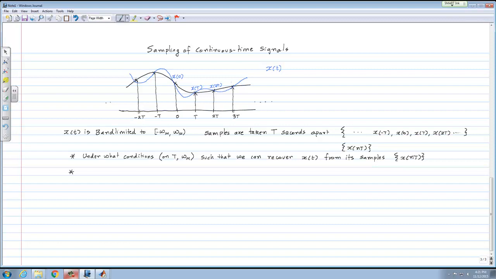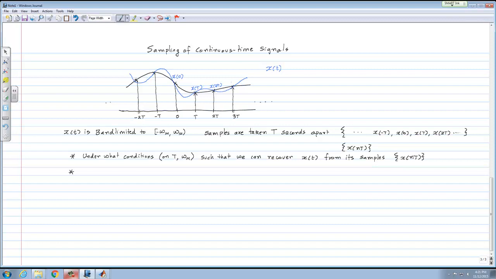For example, if you are building a phone, you know that you are going to deal with voice signals. You know that you are going to deal with signals which are band limited to negative 4000 hertz to positive 4000 hertz. So we know omega m. What we are asking is, how small should I make my T, or really how large can I make my T, such that I can still recover my x of t from its samples.